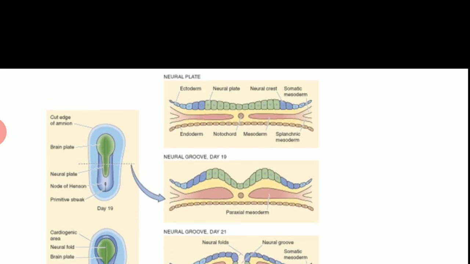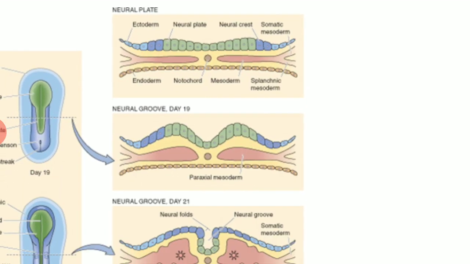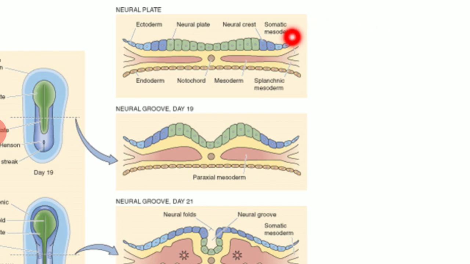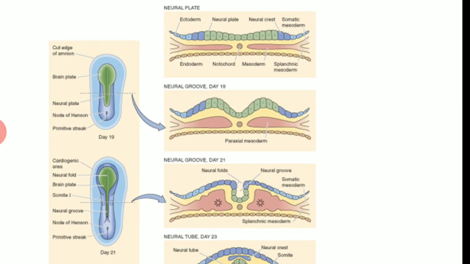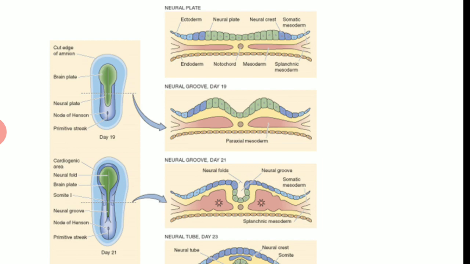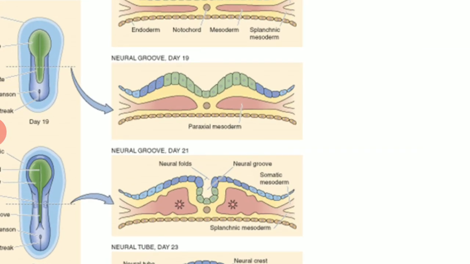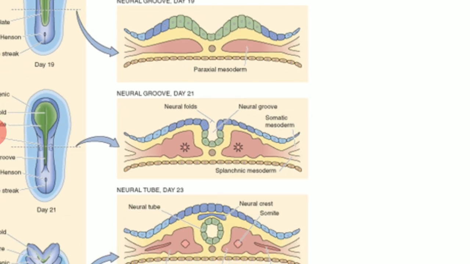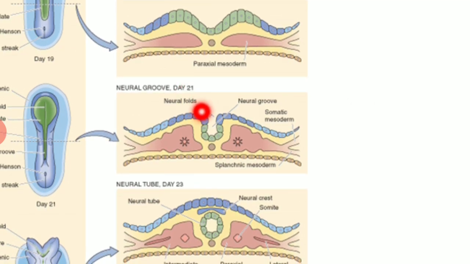So this is a neural plate. It is made up of ectoderm, middle layer is mesoderm, and then endoderm. This is neural plate. So this is embryological structure. At day 19 of embryological life, you can see here there is a formation of groove in the neural plate. Day 21, now this groove becomes deeper.